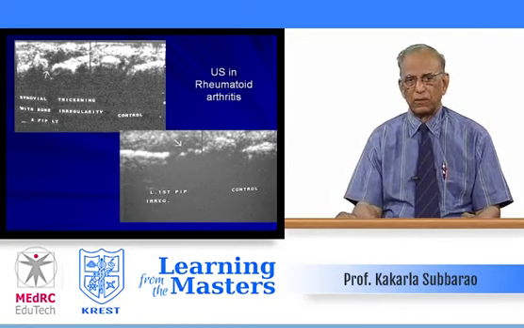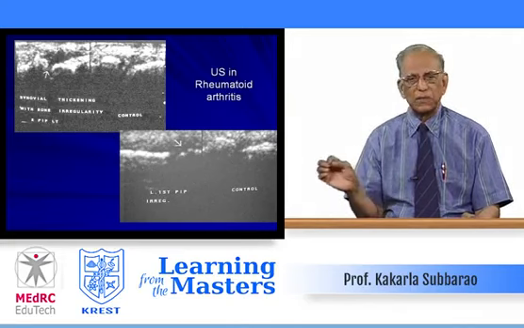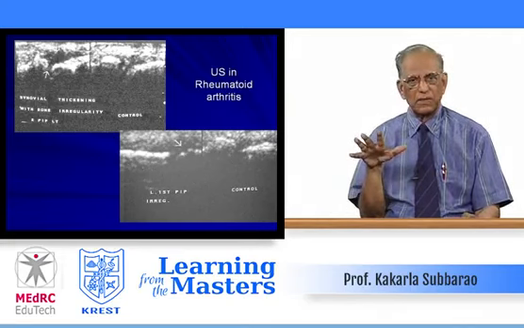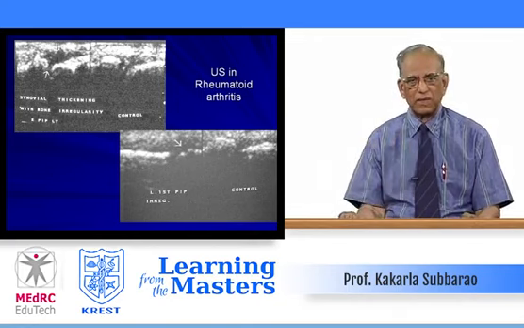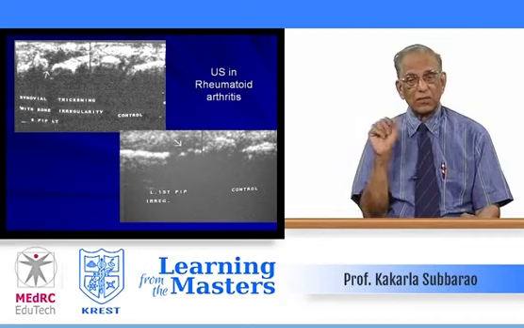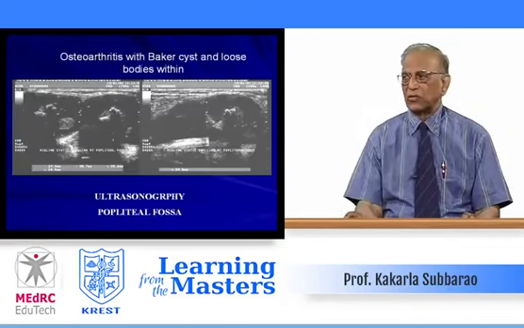Same thing in your right hand side lower picture, which shows the erosion, early erosions, and a plain film of the hand, for example. Early erosions may not be seen unless 40% of the cortex is destroyed. Again, another case of osteoarthritis with Baker's cyst and loose bodies within.